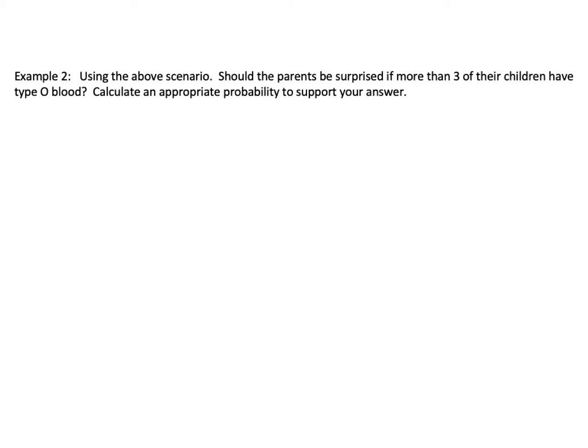So first of all, I don't need to go through bins again because it's the same scenario. I already know that a binomial distribution model is appropriate. So if you have 5 children, 0 of them could have type O, 1, 2, 3, all the way up to all 5 of them. So that's how this could play out. So should they be surprised? Let's calculate that probability. More than 3 would be 4 or 5 of the children.